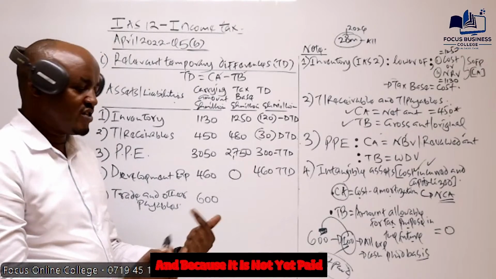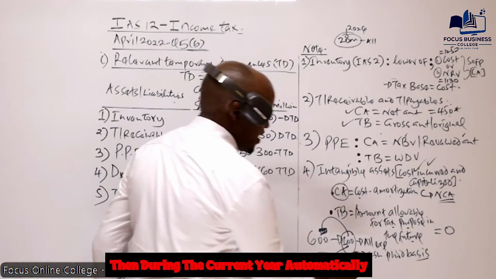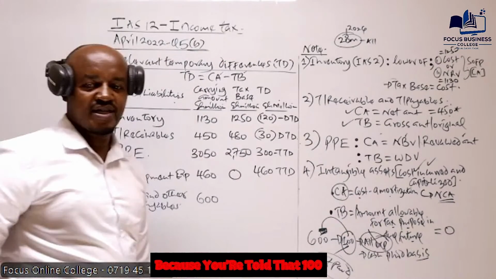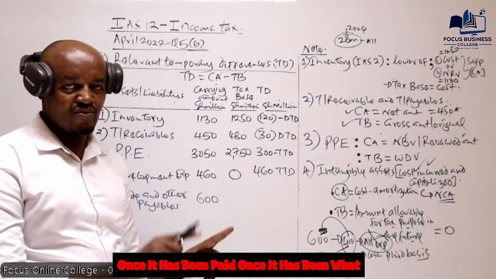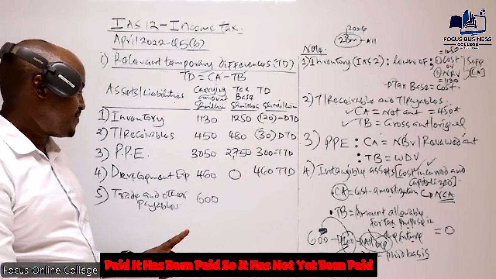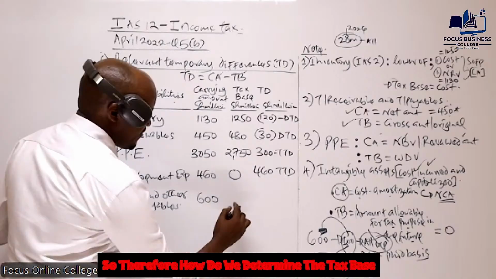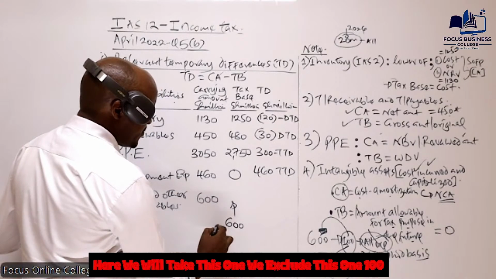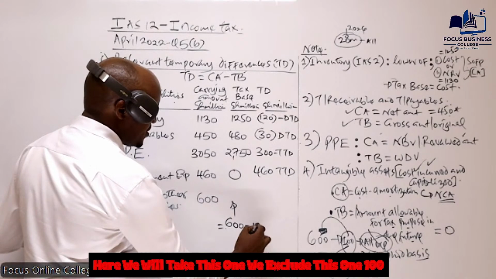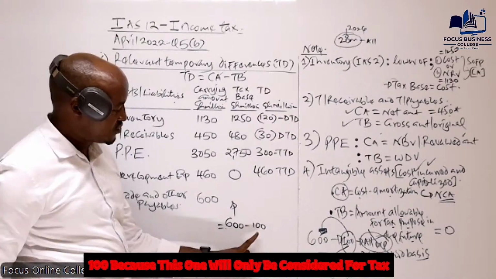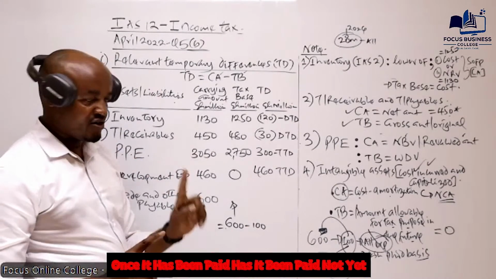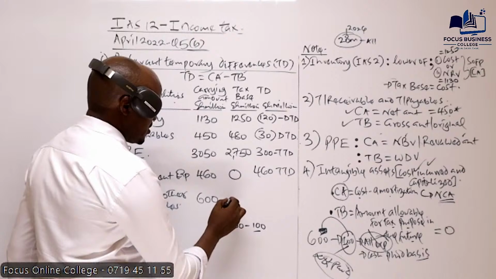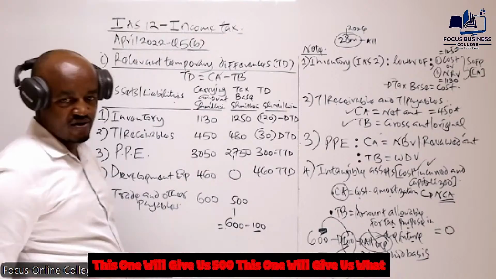And because it is not yet paid, then during the current year, automatically, it was not treated as allowable expense, because we are told that 100 will only be treated as allowable expense once it has been paid. Once it has been what? Paid. So it has not yet been paid. So therefore, how do we determine the tax base? To determine the tax base, the amount which was considered for tax purpose here, we will take this one. We exclude this 100, because this one will only be considered for tax once it has been paid. Has it been paid? Not yet. So we exclude it. So this one will give us what? 500. That is the carrying amount.